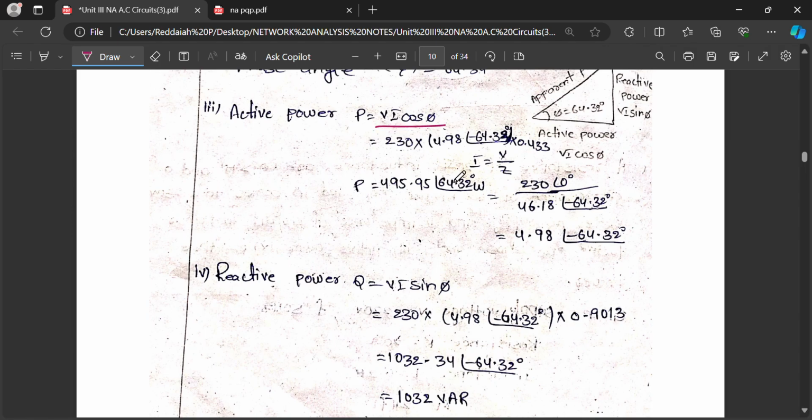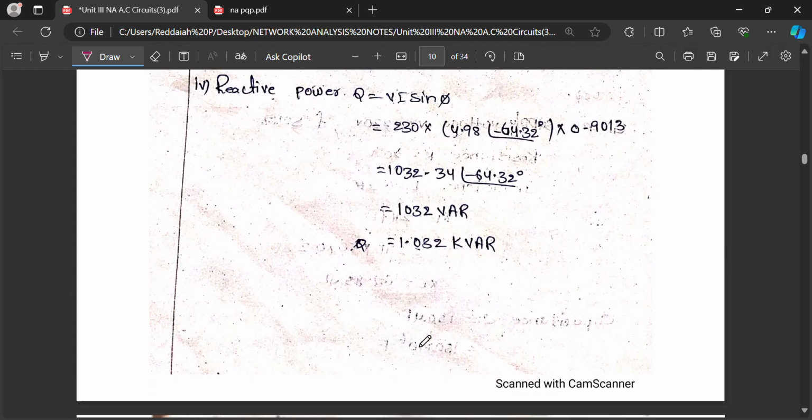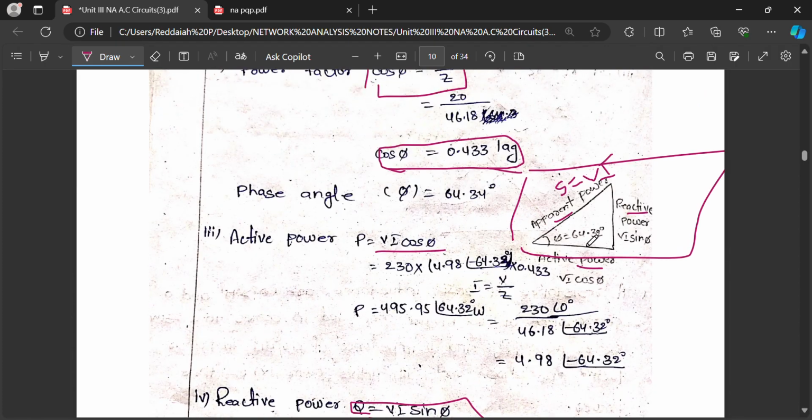Next, active power is VI cos phi. Draw the power triangle. Active power is VI cos theta, reactive power is VI sin theta, and apparent power S equals VI. If you draw it like this, you can easily understand and remember the power triangle and impedance triangle. Reactive power Q you can calculate as VI sin phi; it is the opposite side. Apparent or complex power S equals VI.